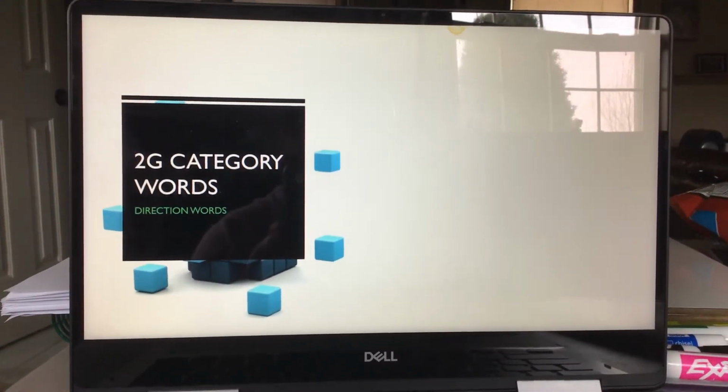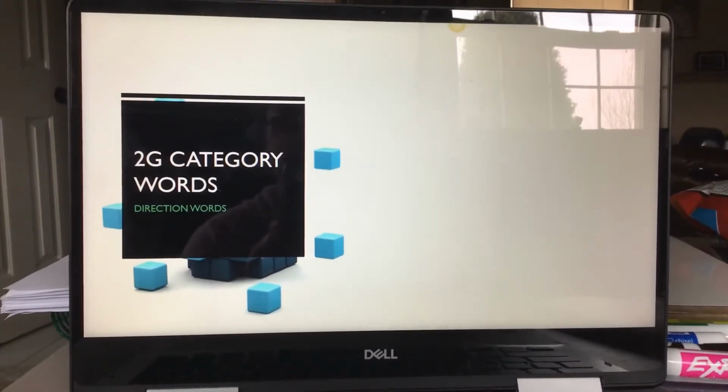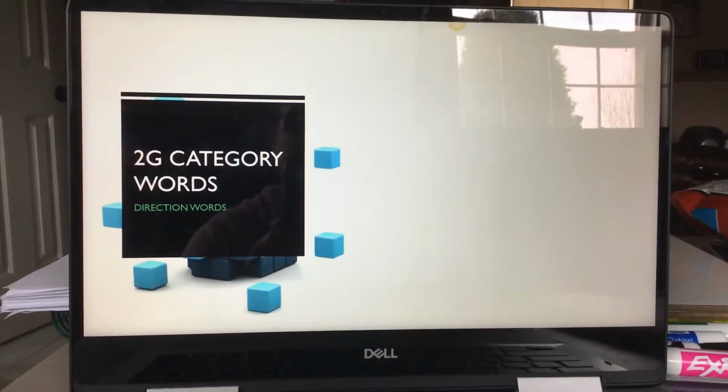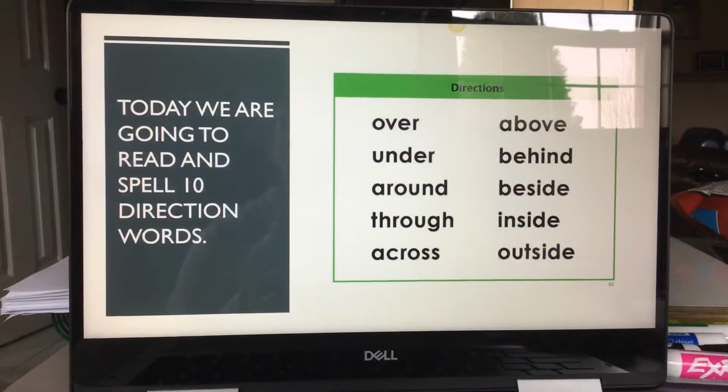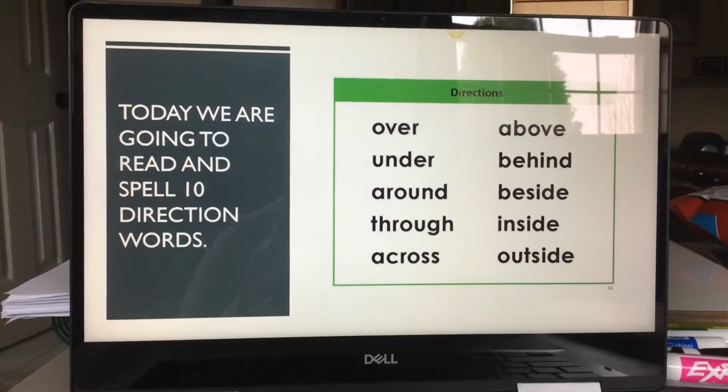Hello RAC students, and today we are going to be focusing on 2G category words. We are going to focus on direction words. Today we are going to read and spell 10 direction words.